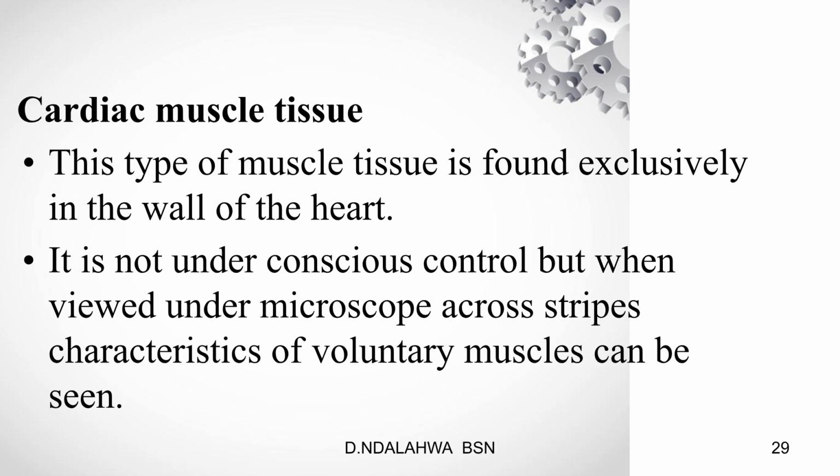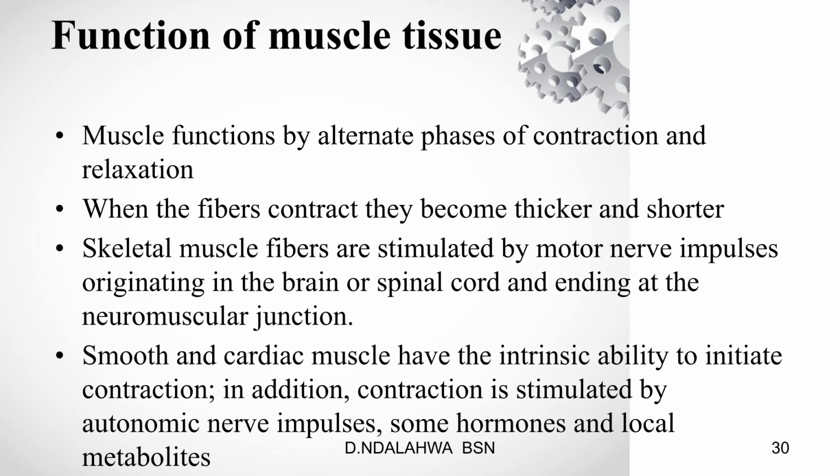Cardiac muscle tissue is found only in the wall of the heart. It is not under conscious control, but exhibits cross stripes characteristic of voluntary muscles when viewed under a microscope. Muscle functions through alternate contraction and relaxation phases, with fibers becoming thicker and shorter when they contract. Skeletal muscle is stimulated by motor nerve impulses. Smooth and cardiac muscles have an intrinsic ability to initiate contraction, stimulated by autonomic nerve impulses, hormones, and metabolites.